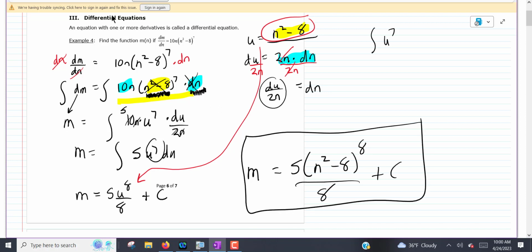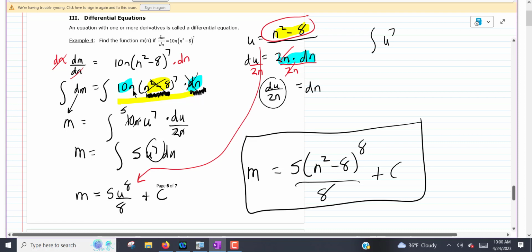So that's U substitution, but it's in the context of an equation. It's in a differential equation. Okay, so that's how that goes. Does that look okay to everybody so far? Okay, all right, let's do one more, then we'll kind of get this wrapped up.